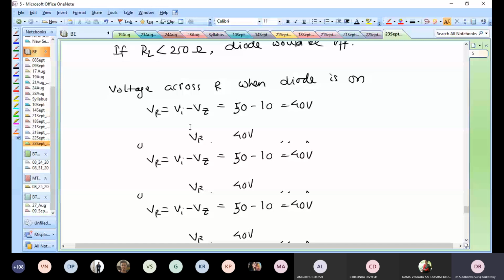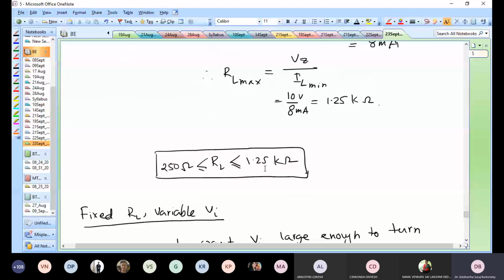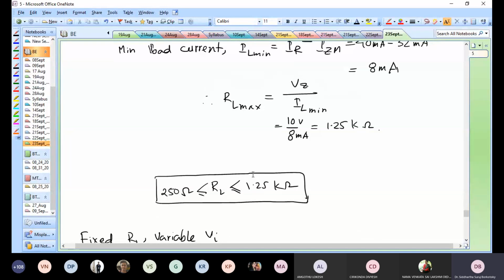This is how you do this analysis. When you're actually designing the system, you will do this analysis and tell the customer that they are free to plug in any load resistance, but just make sure that it does not fall below 250 ohms and does not go above 1.25 kilo ohms. So this is the general idea. Any questions on the concept and the problems we solved?